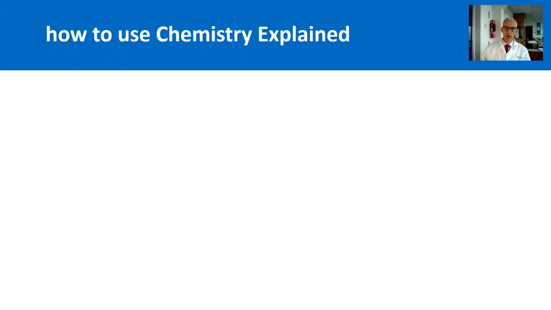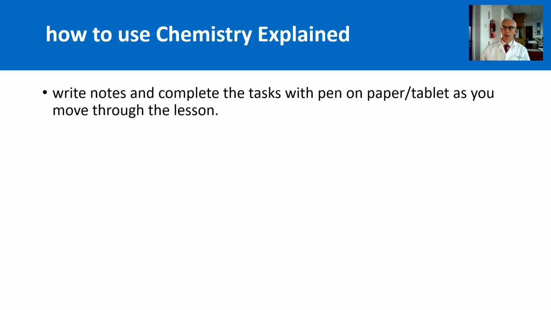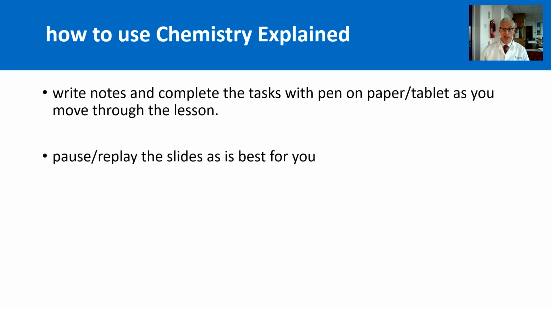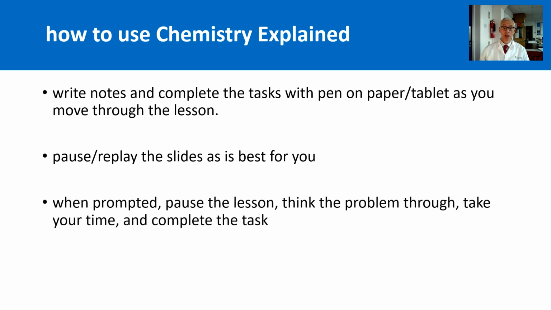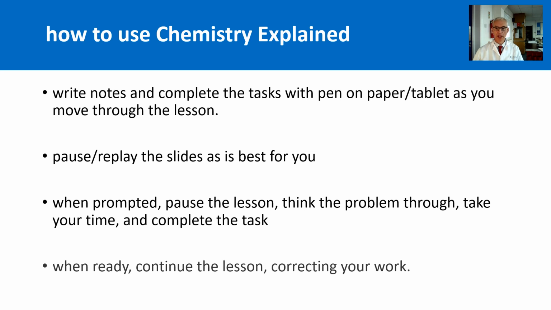Getting the most from Chemistry Explained means taking notes and completing tasks on paper or on a tablet, controlling the pace at which the lesson proceeds. Particularly when prompted, pause the lesson, complete the task, thinking it through, taking your time. When you're ready, return to the lesson and correct your work before proceeding.